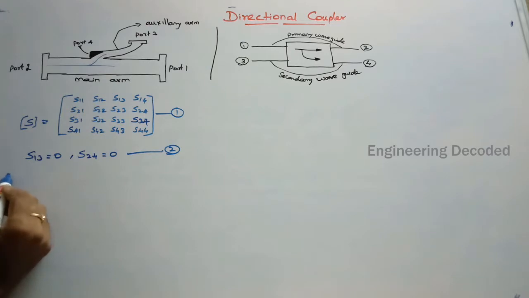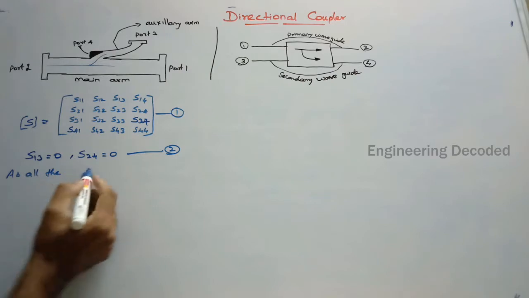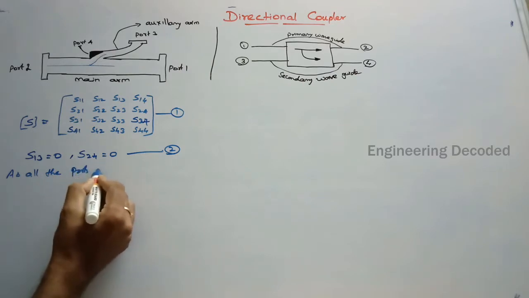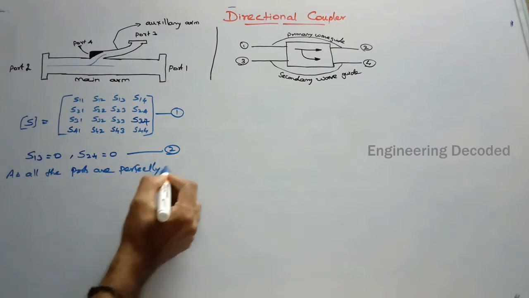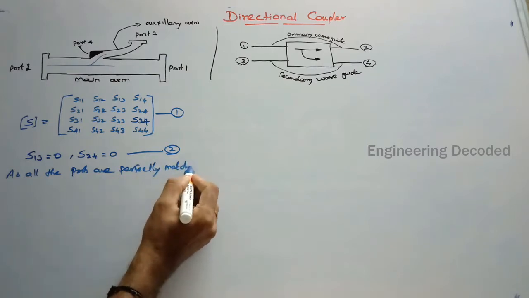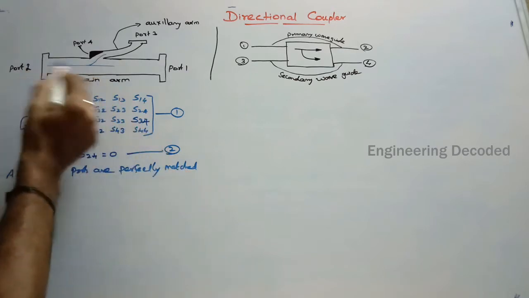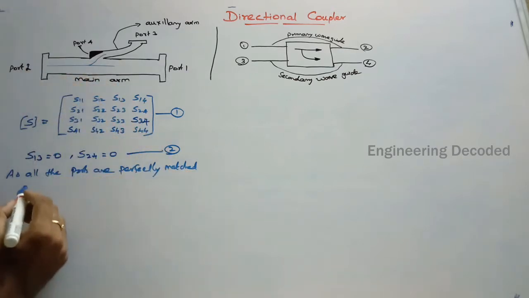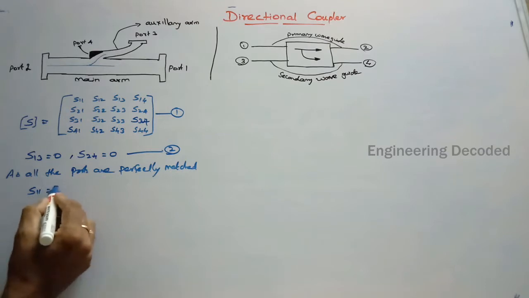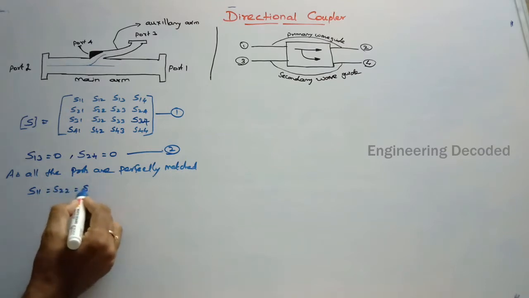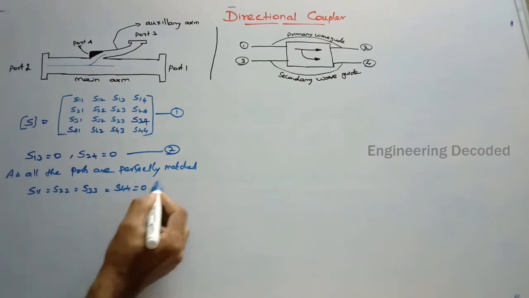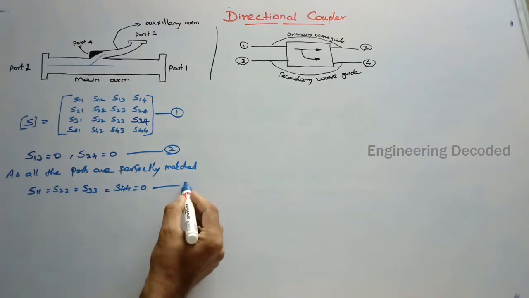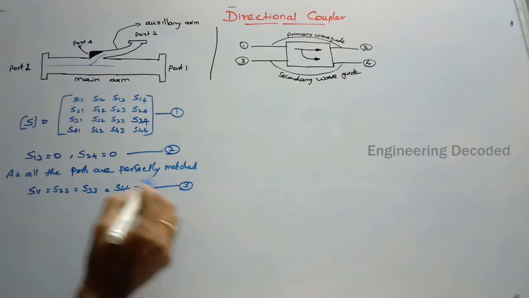Now, as all the ports are perfectly matched, that means no reflection comes out of the same port. So S11 equal to S22 is equal to S33 is equal to S44 is equal to 0. So mark this one as equation number 3.